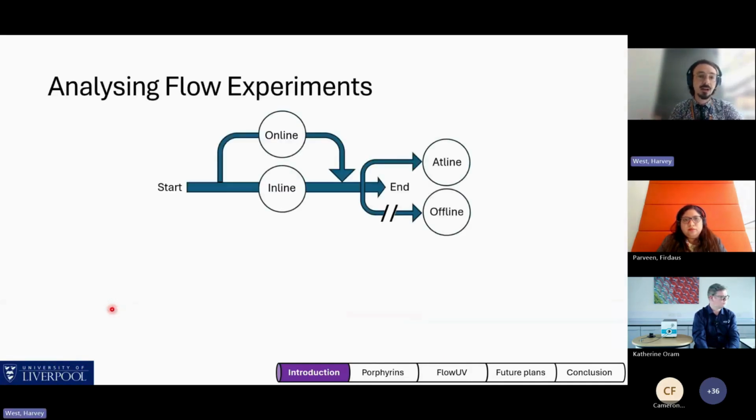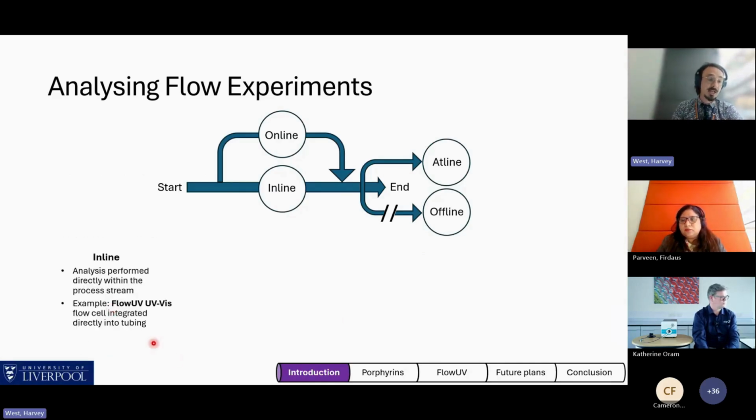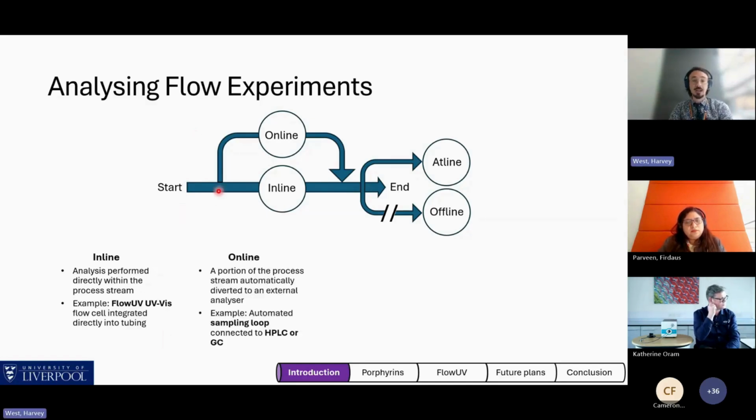So what methods of analyzing flow experiments do we have available? There's four broad categories that we use to discuss this. First and foremost is inline analysis, where we analyze our reactive flow directly. We have online analysis, where we divert a portion of our reactive flow, analyze it, and then either return it to our reaction stream or, as is commonly the case, discard it.